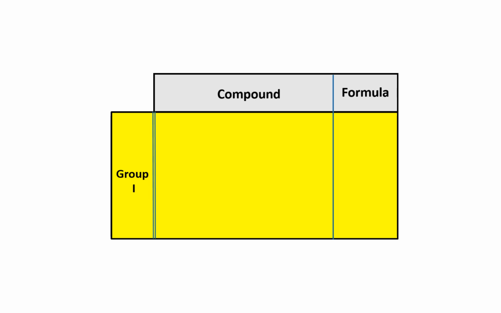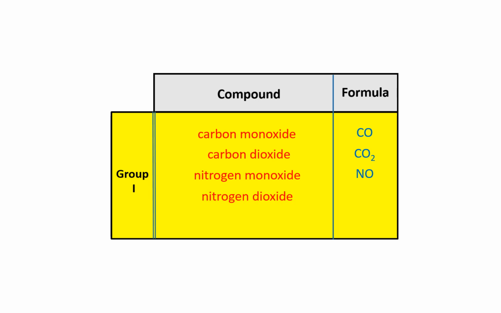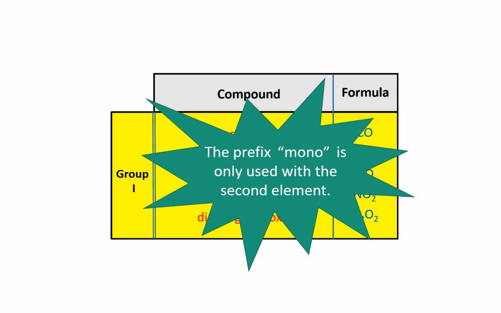To make sense of these names, we'll examine another list of non-metal compounds. In our new list, we have carbon monoxide, CO, carbon dioxide, CO2, nitrogen monoxide, NO, nitrogen dioxide, NO2, and dinitrogen dioxide, N2O2. The hidden rule should now come to light. We see that the prefix mono only appears with second elements, and there is our rule. The prefix mono is only used on the second element, not on the first.